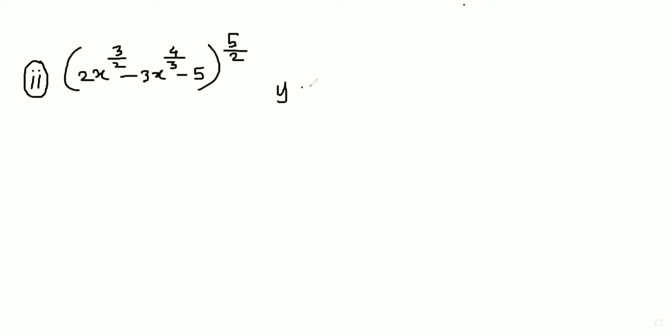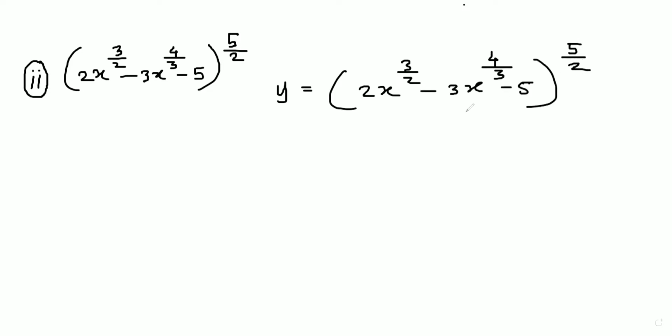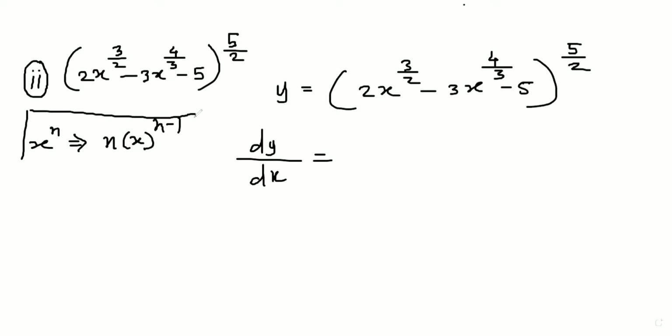So let's consider y equals the given function, 2x raised to 3 by 2 minus 3x raised to 4 upon 3 minus 5 raised to 5 upon 2. Now we will find the derivative of y with respect to x. As we know, if the function is x raised to n, then its derivative is n x raised to n minus 1. We are going to apply the same rule in the given function.